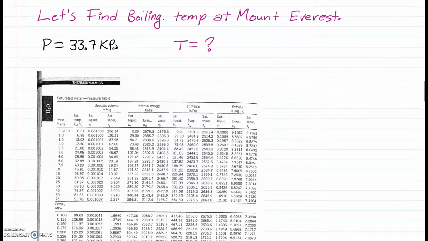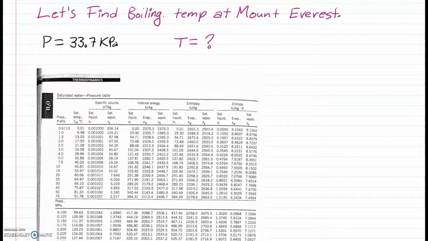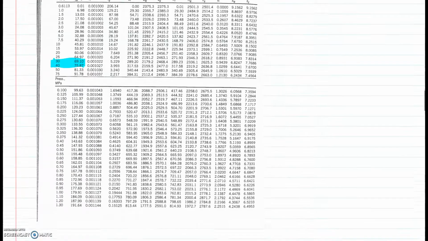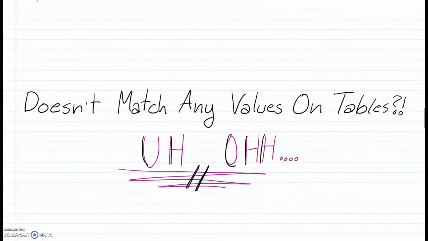So let's find our boiling temperature at Mount Everest. Thanks to Google, I know that the pressure at Mount Everest is 33.7 kilopascals. So let's find our 33.7. We're going to come down here. Okay, 25, 30, 40. Oh no, our number lies somewhere in between here. What are we going to do? This is why we use interpolation.